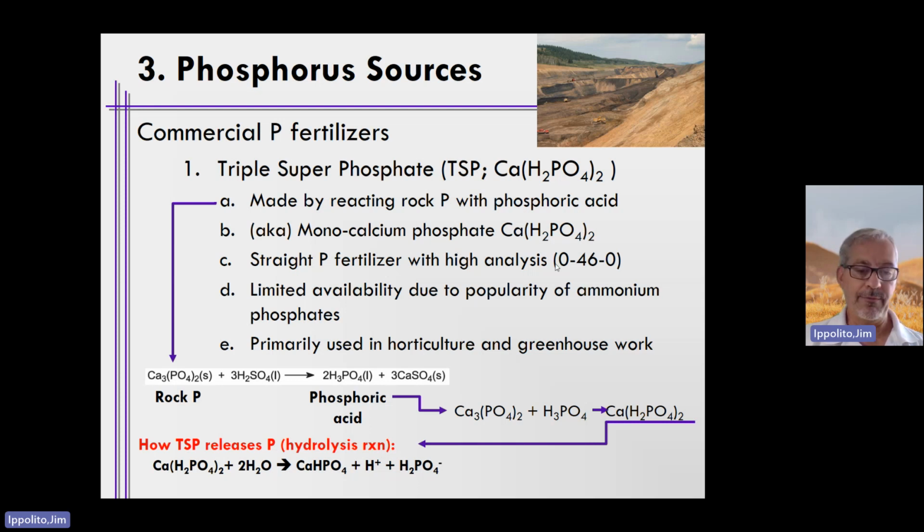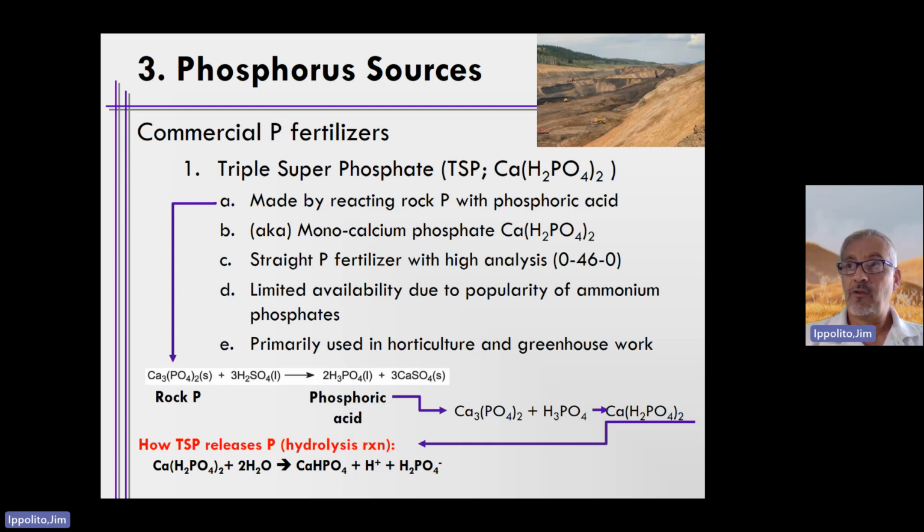It has a guarantee of 0-46-0, again, based on the molecular weights of how much phosphorus is present as compared to how much is the molecular weight of calcium phosphate itself. So it's a molecular weight of phosphate divided by the molecular weight of calcium phosphate multiplied by 100.